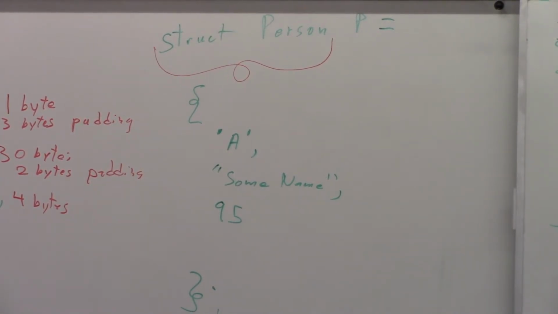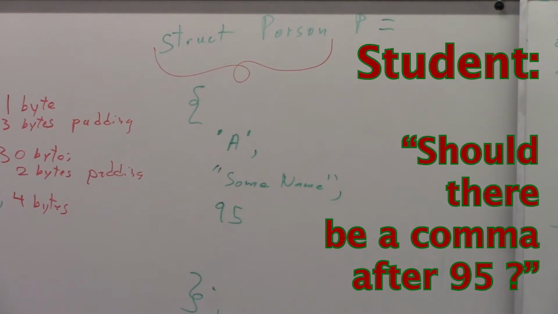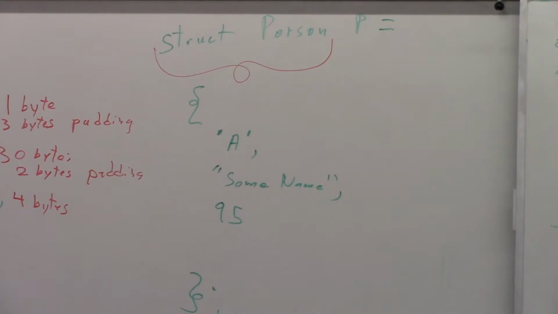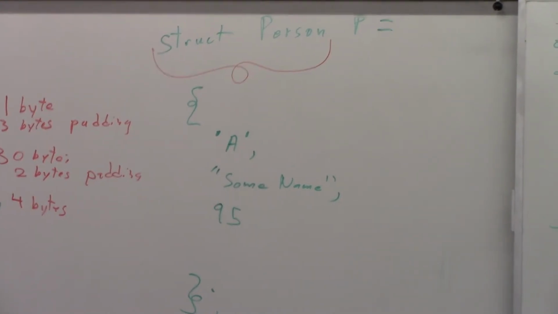So you can initialize a structure in the same way that you can initialize an array with the pieces you're giving to it, except you have to give it the pieces separated by commas in the proper order. Should there be a comma after 95 or not? You shouldn't. I don't think it would compile.